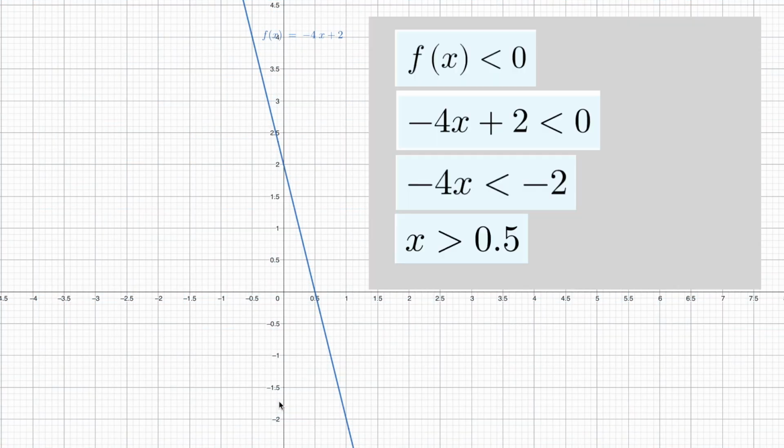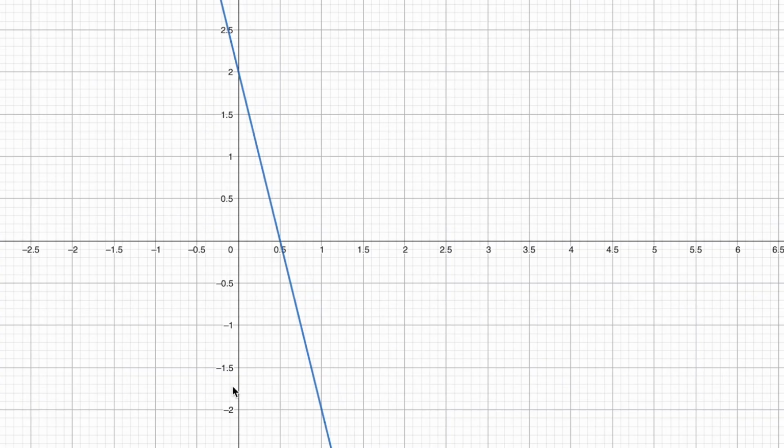So now, jumping back into our exercise, as we divided by a negative number, the sign here flipped. So x is greater than 0.5. And as we previously determined visually from our graph, this holds true. So when x is greater than 0.5, the values of the function are negative.